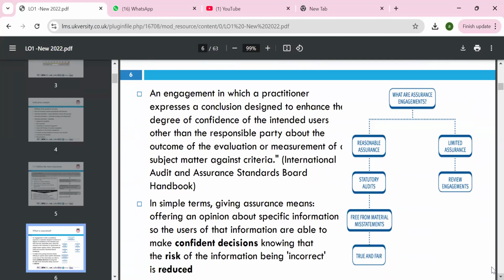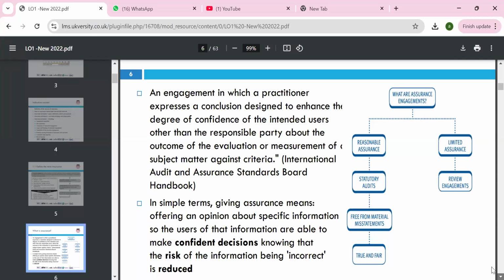The word audit is derived from the Greek word adera, which means to check the accuracy in the book of accounts. That's what we need to look at. So make confident decisions, knowing the risk. Risk means the probability and the chance of something happening incorrectly, so we reduce it. So we have to look around.